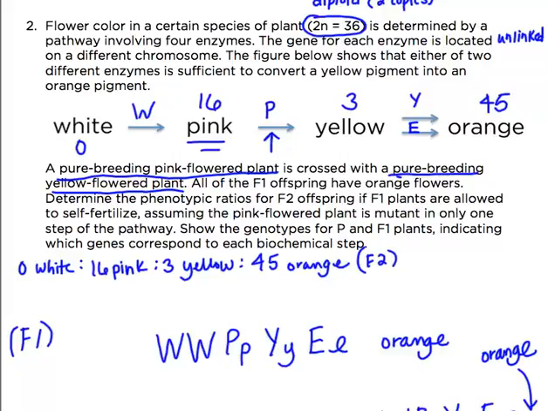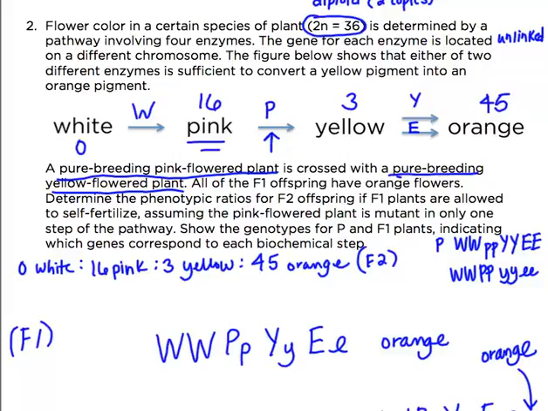And then also the P and the F1 plants, I just erased it, but the P genotypes were big W, little p, big Y, big E. And that was the pink parent. And the yellow parent was big W, big P, little y, little e. Okay, so those are the answers.